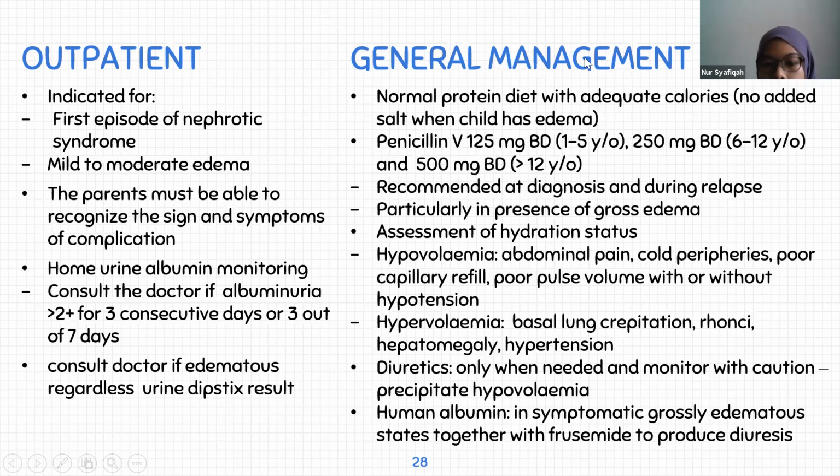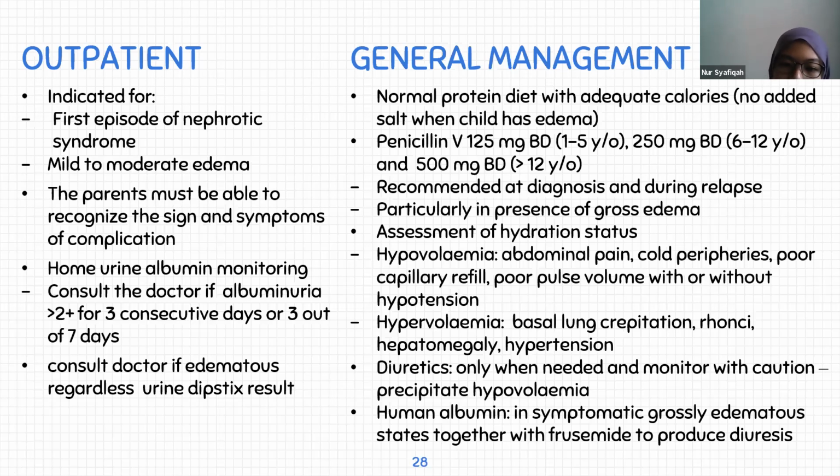Next is general management. So basically we give a normal protein diet. This is just for nutritional support. And then we can give broad spectrum antibiotics such as penicillin. This is as prophylaxis from infection. So penicillin is recommended at diagnosis and during relapse, and particularly in the presence of gross edema.